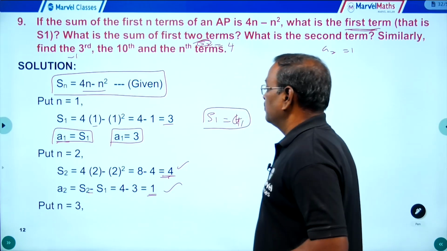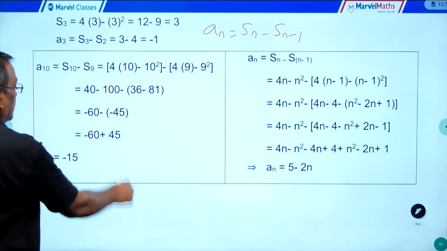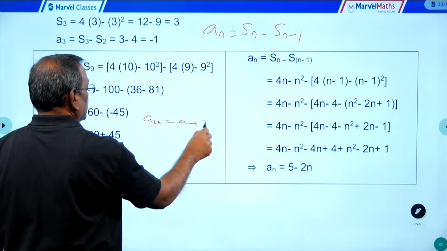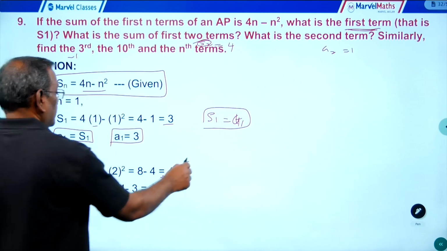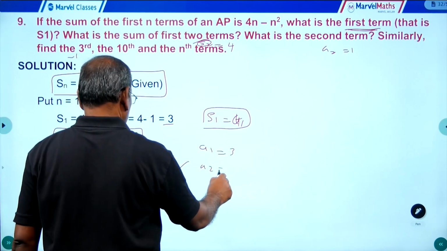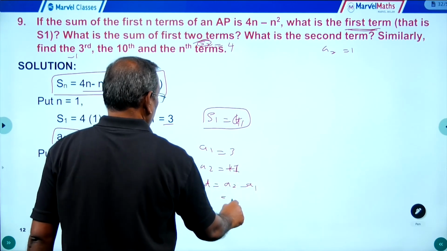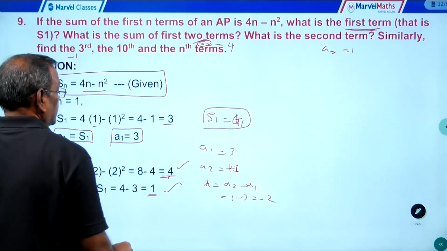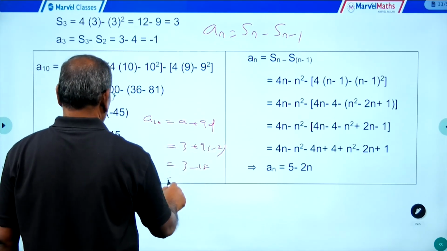And what is the 10th term? Now directly you can calculate A10. A10 equal to S10 minus S9, either you can write like this or you can apply this case. A10 equal to A plus 9d. What is A? This is A, 3. And what is the common difference? A1 equal to 3 and A2 equal to 1. Then the common difference is A2 minus A1, 1 minus 3 equal to minus 2. So A10 equal to 3 plus 9 into minus 2. So 3 minus 18 equal to minus 15.